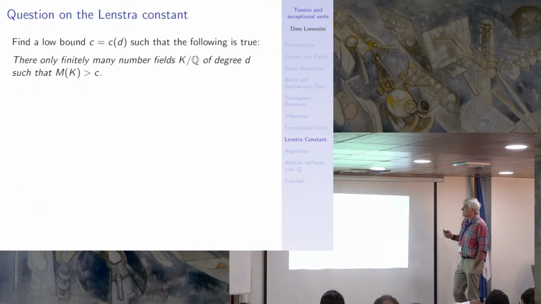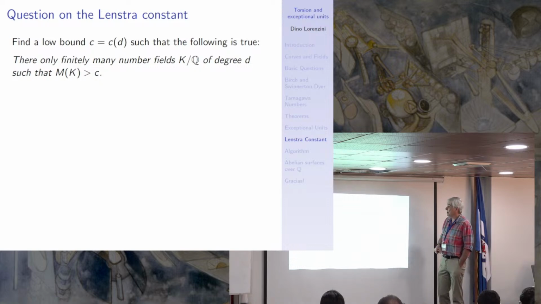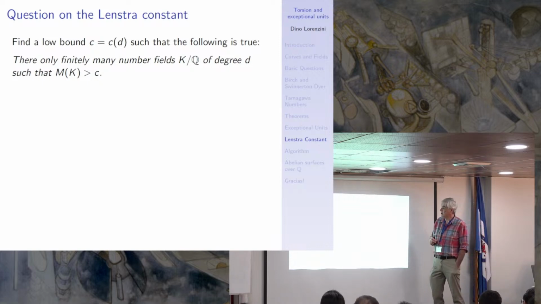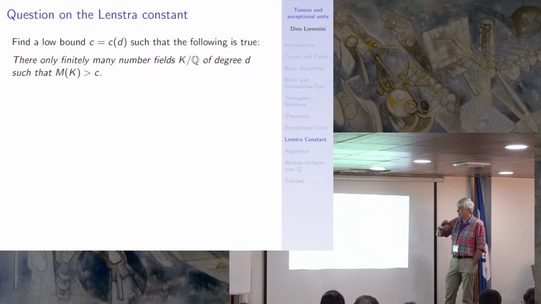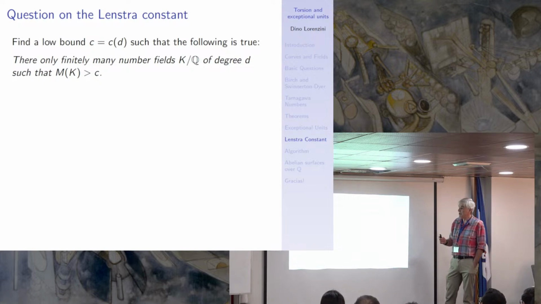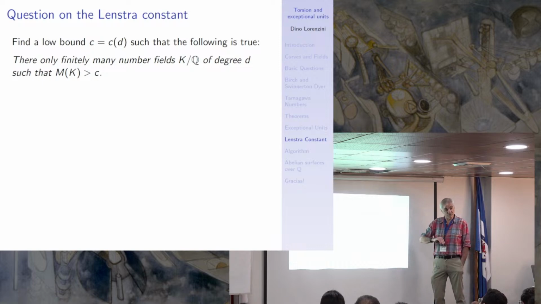Okay, so here's a question on the Lenstra constant that I need if I want to go beyond the theorems that I've shown you already. Is it possible to find a lower bound C that depends on the degree of the number field, such that you can guarantee that there are only finitely many number fields k over Q of degree d such that the Lenstra constant is bigger than C?